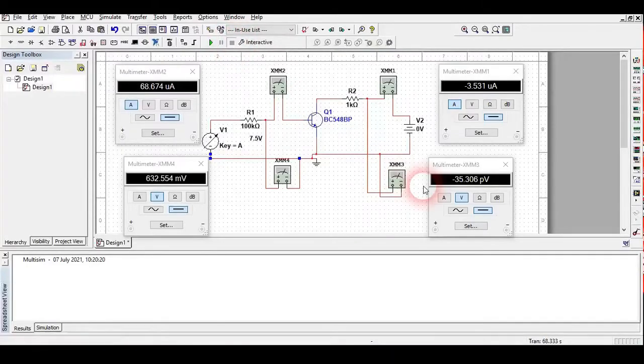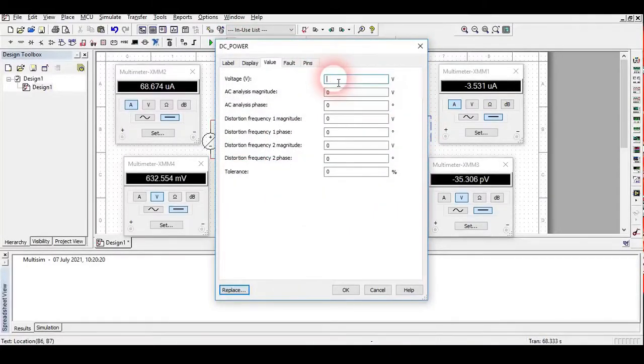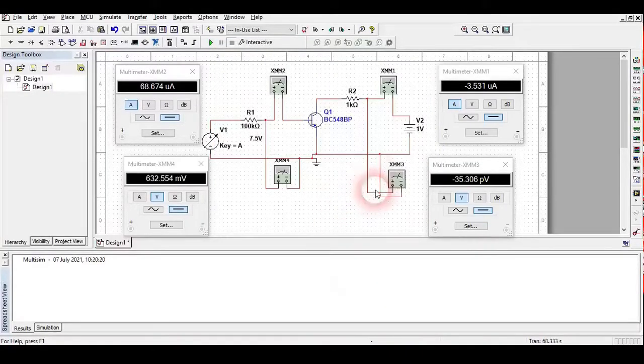We will take observations up to around 10 volt, and afterwards we are going to change the value of voltage V2 for the second set of observations in the input characteristic also.